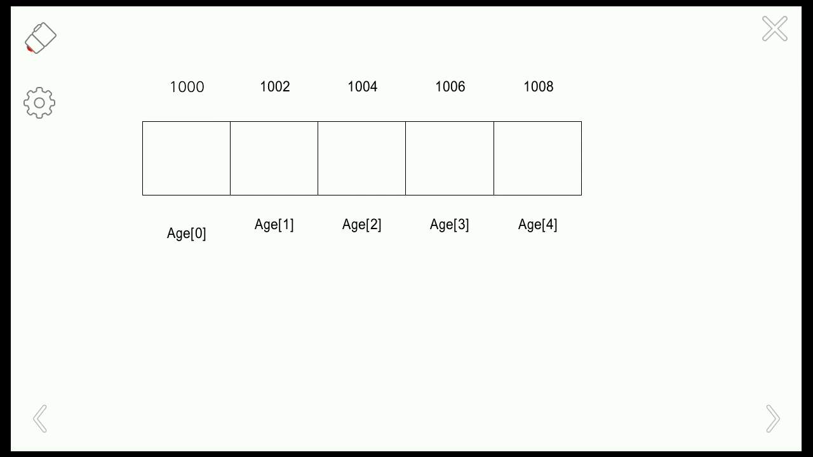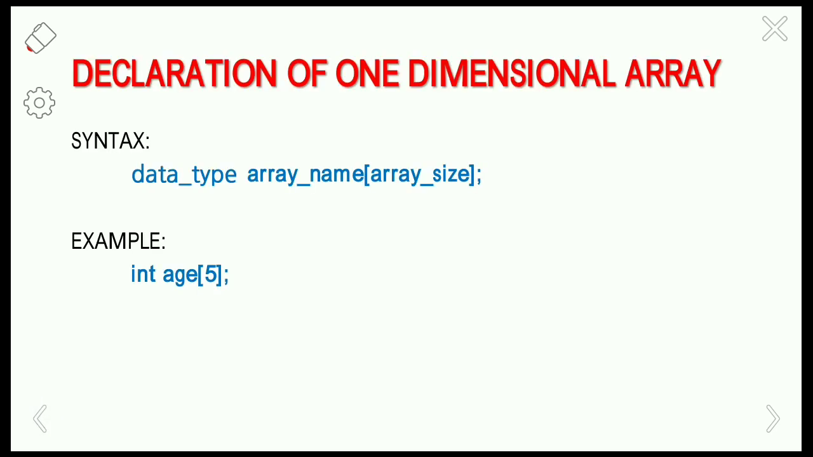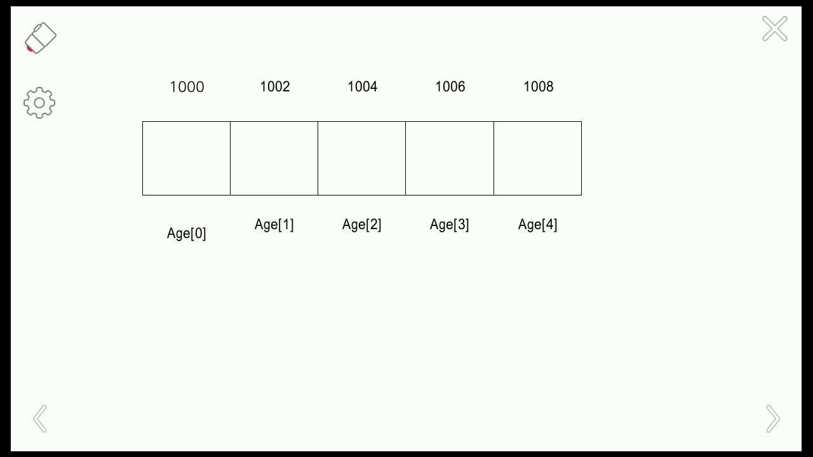Assume that age of 0 is stored in memory address 1000 and age of 1 is stored in memory address 1002 and so on. We use 2 bytes for each location since we are using the data type integer, and an integer occupies 2 bytes of memory.